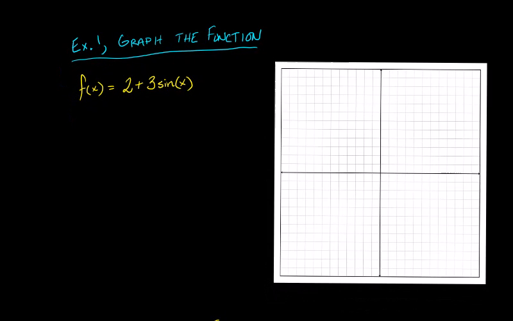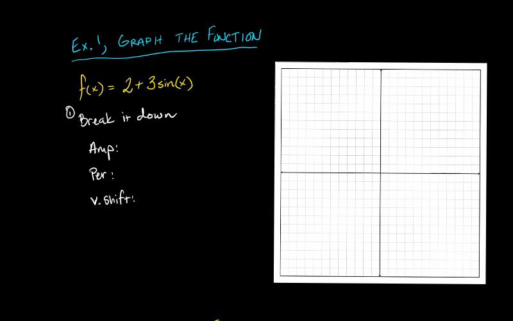Graph the function 2 plus 3 sine of x. So if you watched my first video, you know that I break everything down so that I can kind of see what I need to do. So that's the first thing I'm going to do. I'm going to ask for the amplitude. I'm going to ask for the period. And I'll ask for the vertical shift. And those are going to be things that I want to know so that it can help me make a nice graph.